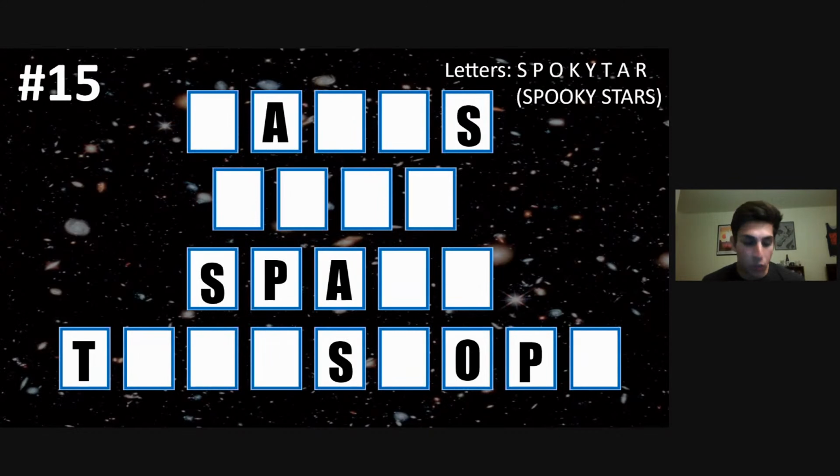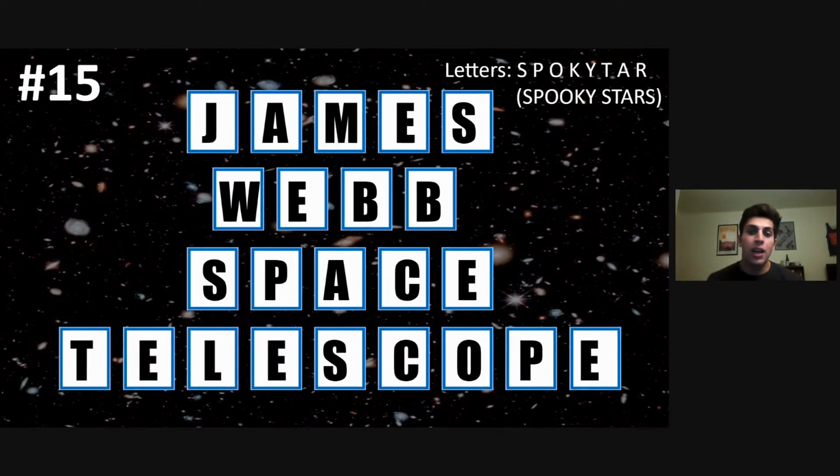Number 15, the last one, and in my opinion, the spookiest. This was the James Webb Space Telescope, which I think was supposed to launch in 2012, and then was delayed many, many times. It is now expected to launch about a year from now, early October 2021. And if all goes well, it will. But based on its track record, we don't really know that that is going to be the case.